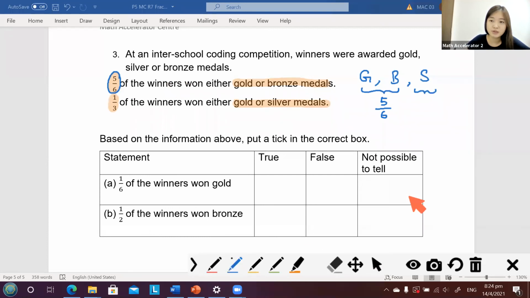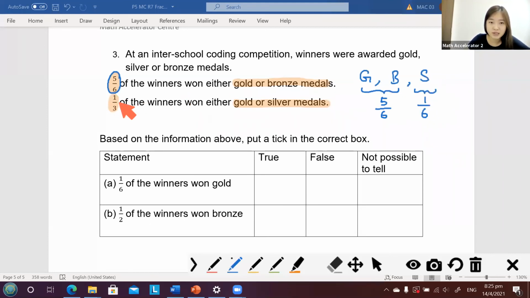Thank you, Jovin. Yes, 1/6. Correct, Jeannie. Because 1 whole minus 5/6, you get 1/6. Everything here should get you 1 whole, all the medals. So now you know the silver.